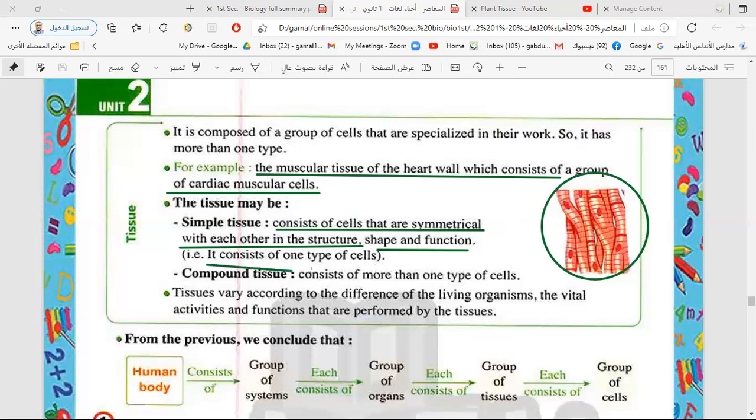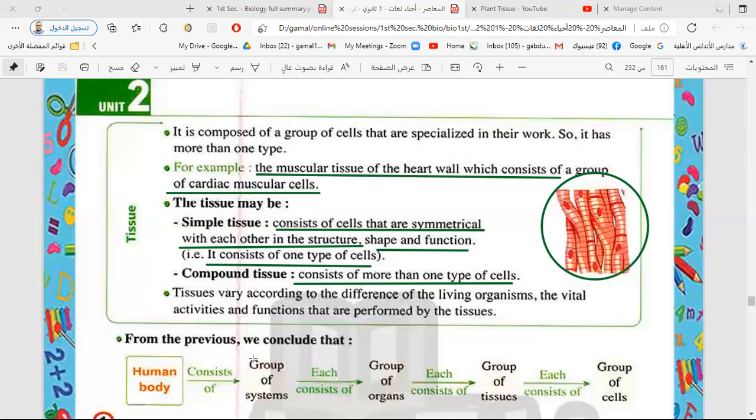So the tissue is made up of one type of cells. This is called the simple tissue. And the tissue which is made up of different types of cells is called the compound tissue. If the tissue is made up of many different types of cells, we call it compound tissue. So we have two types of tissue, the simple tissue and the compound tissue.